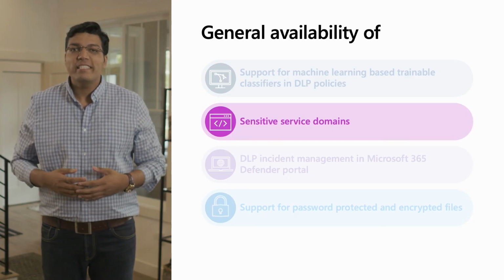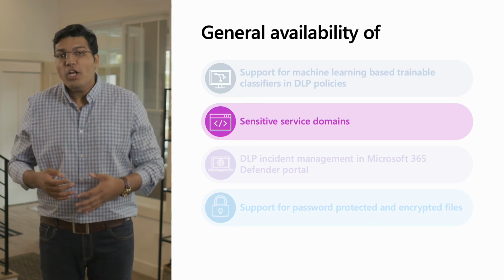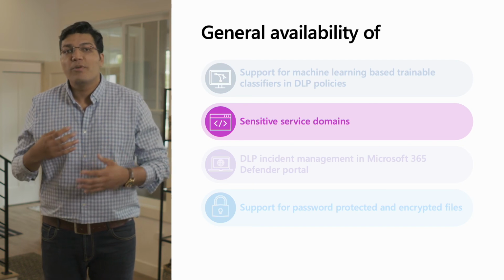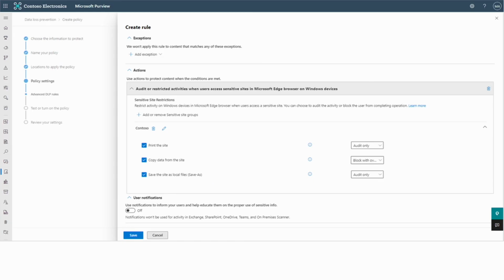The next feature is sensitive service domains. With enterprises moving more workloads to the cloud, the volume of sensitive data being accessed through the browser is rising, which increases the risk of sensitive data leaks. This capability allows you to configure controls on websites containing sensitive corporate information. You can choose to restrict risky activities like save as or add to collection for certain groups of sensitive websites when these websites are accessed through the Microsoft Edge browser. This feature is natively supported in Microsoft Edge. No extension or plugins are needed.